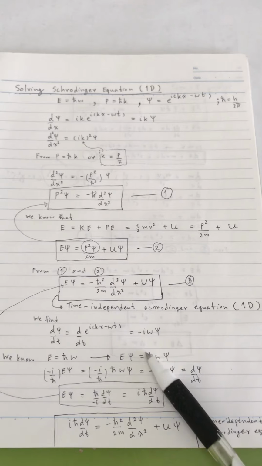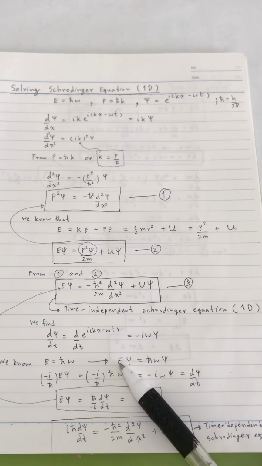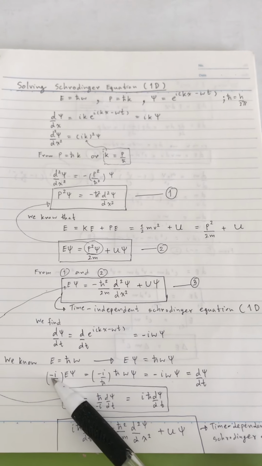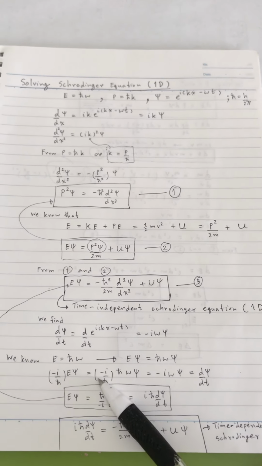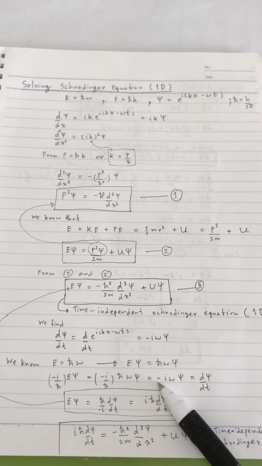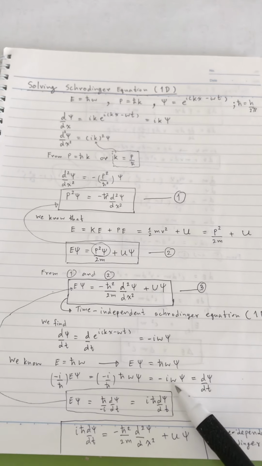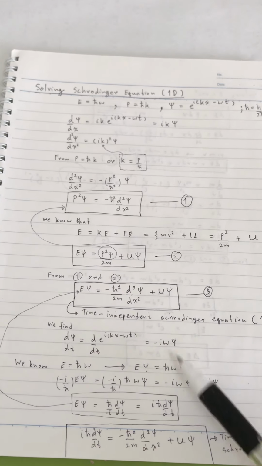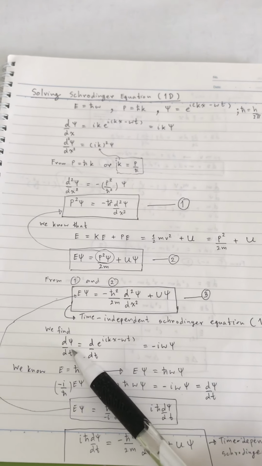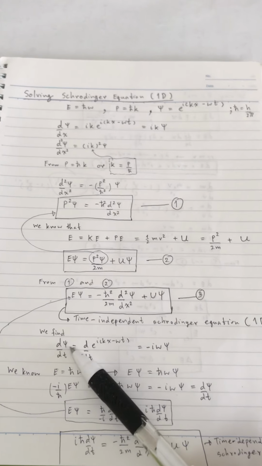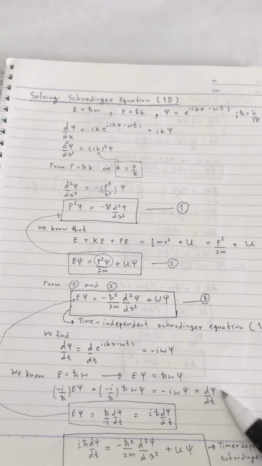And then next, we just rearrange this equation by multiplying by minus i over h bar on both sides here. So you obtain minus i omega psi here, and you can see that this term and this term are the same, which is equal to the derivative of the wave function with respect to time, as you can see here.